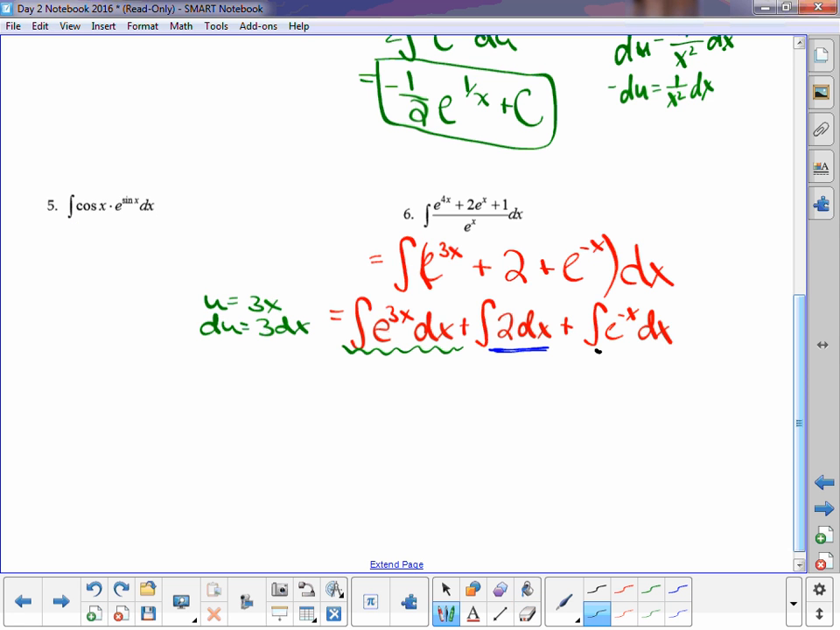What would I need u to be for this guy? Yeah, negative x. Now, once again, if you're able, because these are small u subs, if you're able to mentally figure out what the antiderivative is, because it is such a small u sub, you're more than welcome to go ahead and jump straight to your antiderivative. But I want you to go ahead and finish out this problem, whether you use the u sub or you're able to do it in your head, that's fine. But go ahead and finish out this problem, see what you do.